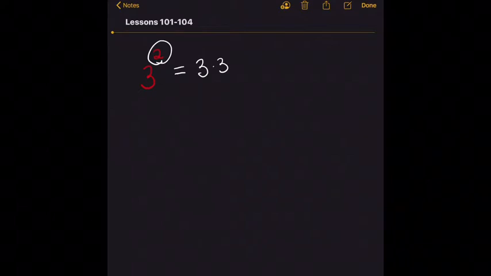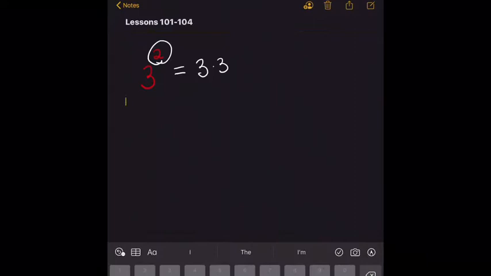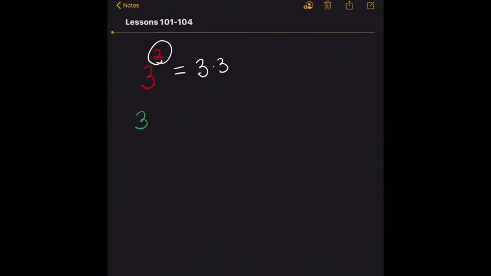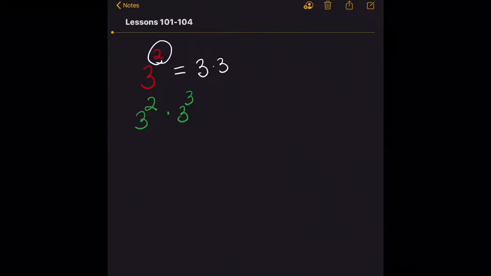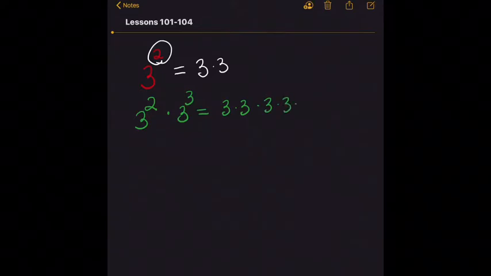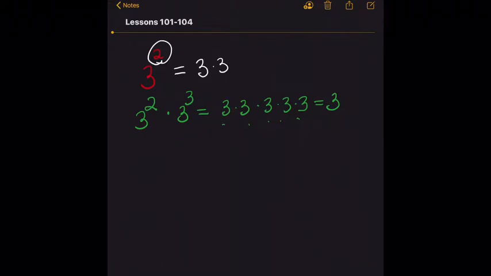But what happens if I have something like this? 3 squared times 3 cubed. Well, if we deconstructed these, it would be 3 times 3 times, and then 3 cubed would be 3 times 3 times 3. So it would equal 3 to the 1, 2, 3, 4, 5th power.